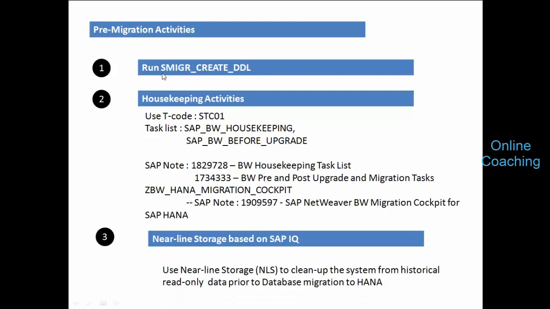Actually, first they run this program, SMIGR_CREATE_DDL. We don't do this. This will be done by the Basis team. When they run this program, based on the present database, let's say you have MS SQL database, with all the tables it has, what is DDL, data definition language, for all those tables it creates an export SQL. So for example, if I have 10 tables, it formulates 10 create table statements, so that when the same SQL statements are executed in HANA, the tables are created in the HANA database. So when you run this program, based on the definition of the existing database of my BW, it creates all the DDL statements for all those views, tables, everything. And these statements will be executed in HANA again, which creates the database for us.